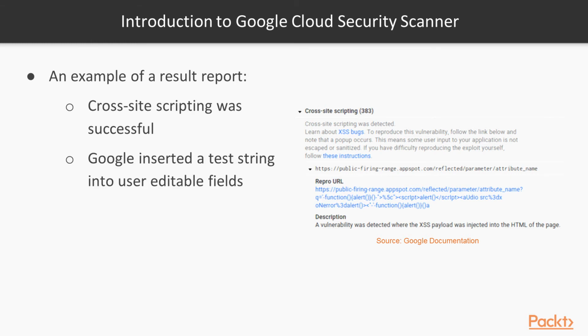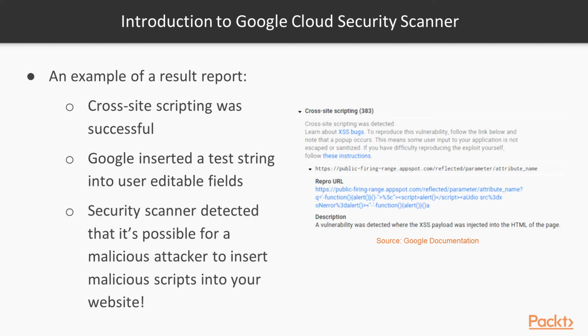What happened was that the Google Security Scanner inserted a test string into user editable fields. This is where you insert a PHP or SQL script into a field in a web form, like the name field or something like that. And the security scanner detected that it's possible for a malicious attacker to insert malicious scripts into your website.